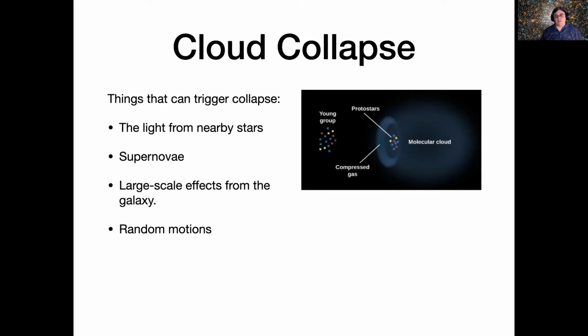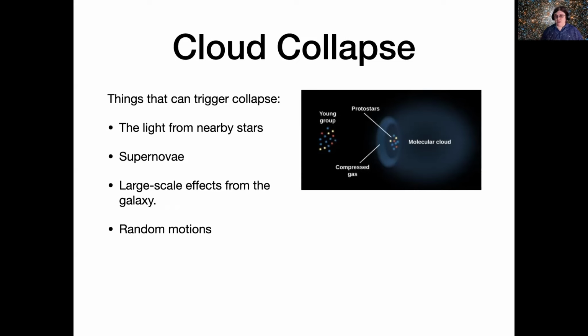As we're going to talk about when we get to galaxies, large-scale effects in the Milky Way trigger waves of star formation. That's why we can see our spiral arms in some galaxies. Those are marked by the regions that are making lots of stars. And even just random motions. All these gas molecules are just flying every which way with no particular pattern. And sometimes just by chance, you'll get a bunch in one place and kick off star formation, which can trigger some of these other effects, like the light from nearby stars or supernovae.